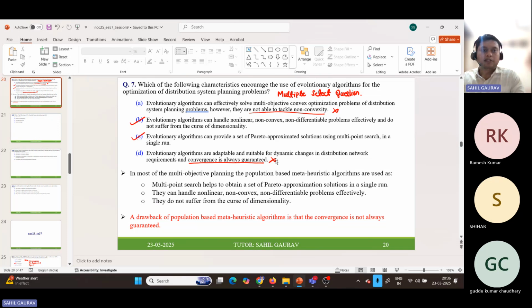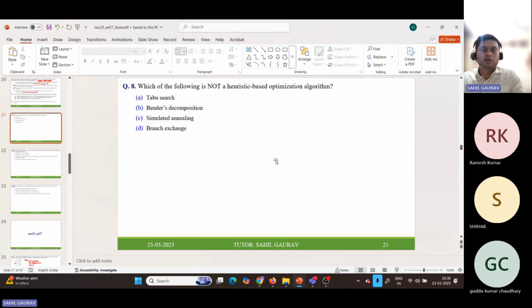Now moving to problem 8. Which of the following is not a heuristic based optimization algorithm? Options are tabu search, Benders decomposition, simulated annealing, branch exchange.